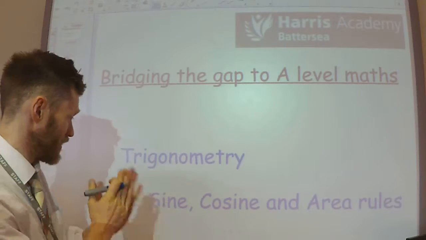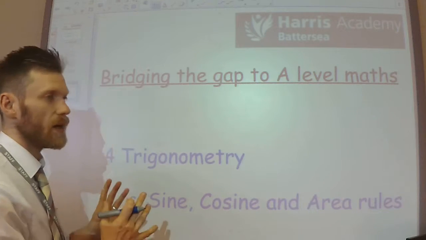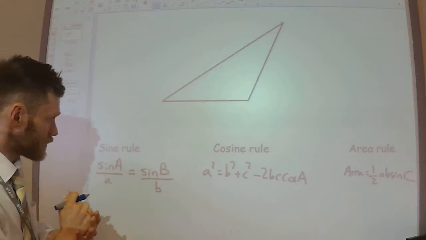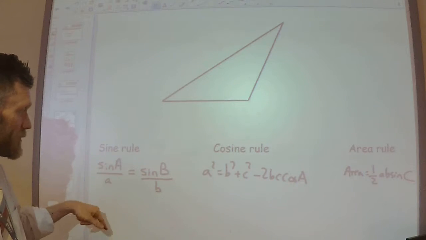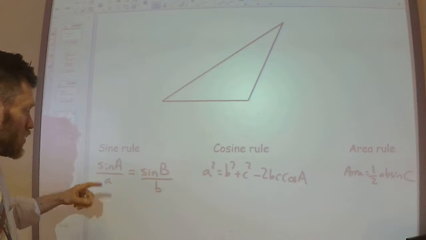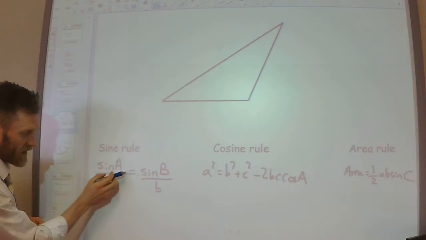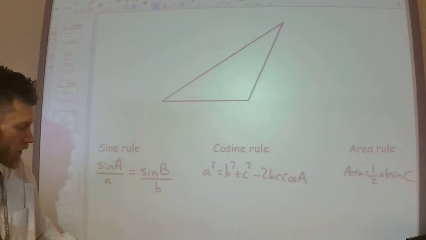Okay, this is a video on the sine, cosine and area rules and what you should know from GCSE. So these are the three rules. The sine rule, you could write as sine A over A equals sine B over B, or you might know it the other way around as A over sine A equals B over sine B. You might do the reciprocal of each of those.